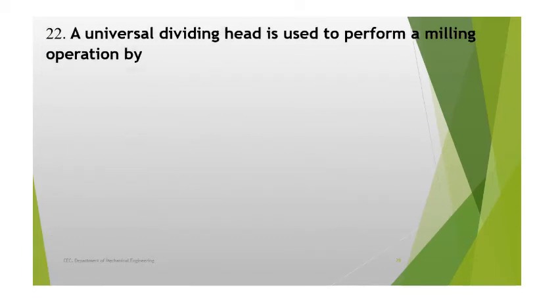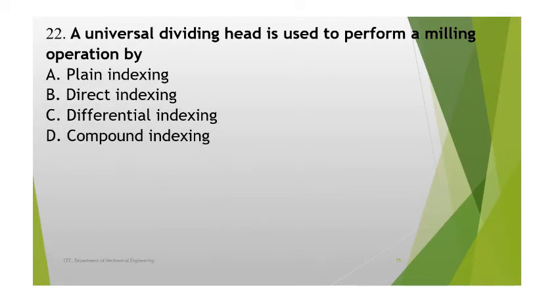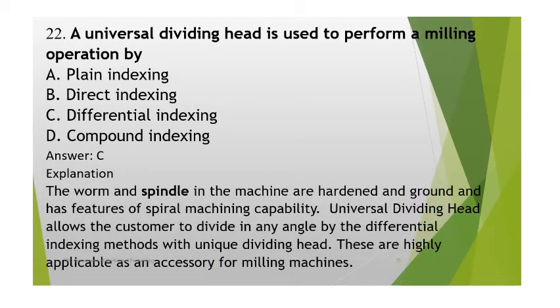Question number 22. A universal dividing head is used to perform a milling operation by plain indexing, direct indexing, differential indexing, or compound indexing. The answer is A, differential indexing. The worm and spindle in the machine are hardened and ground, and have the feature of spiral machining capability. These are highly applicable as necessary for the milling machine.